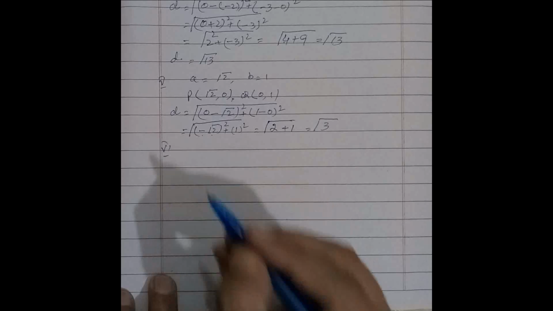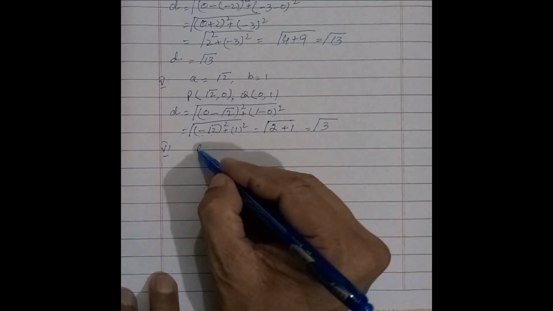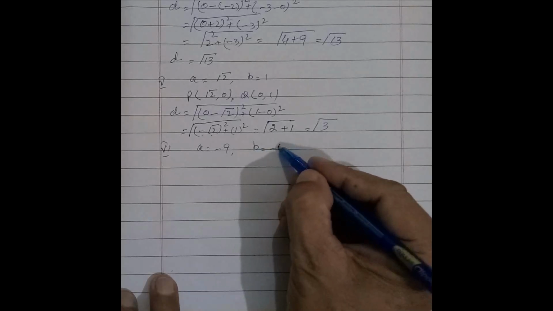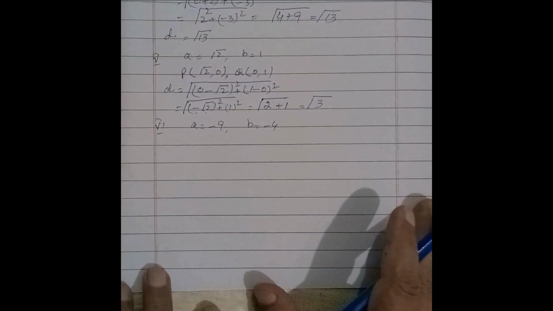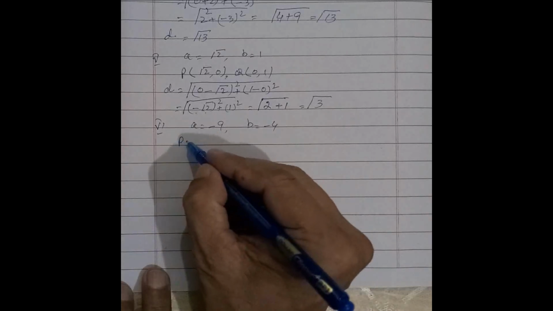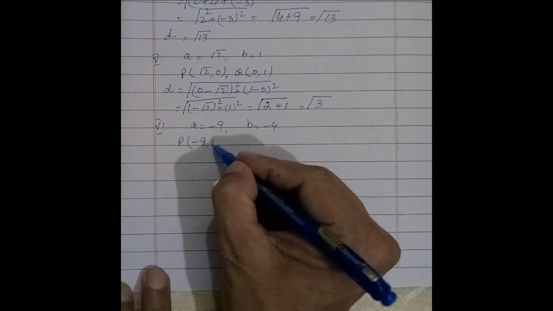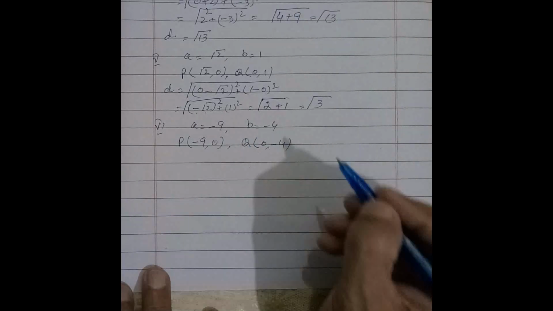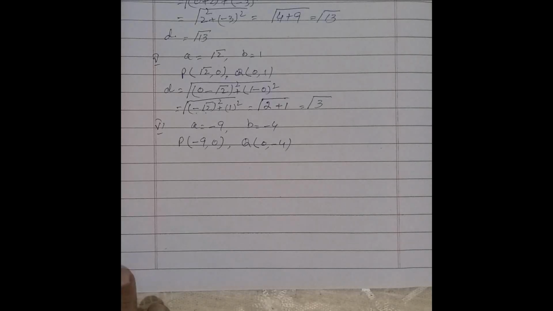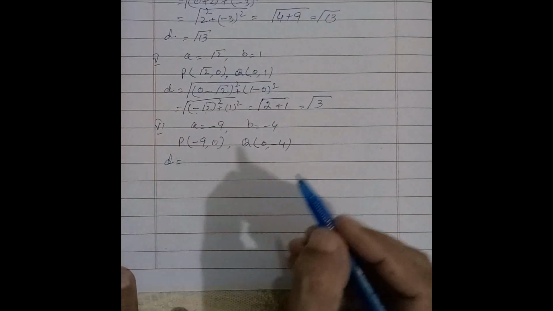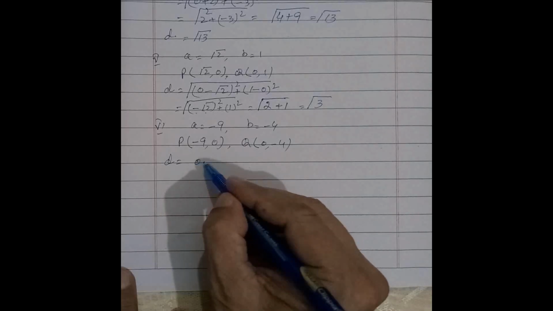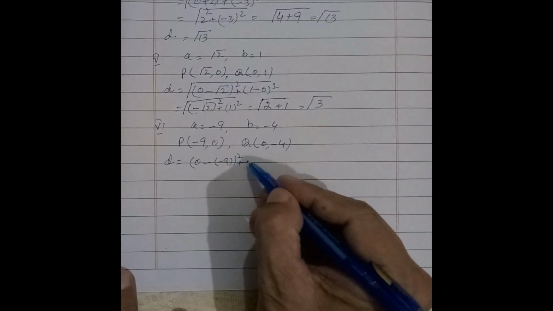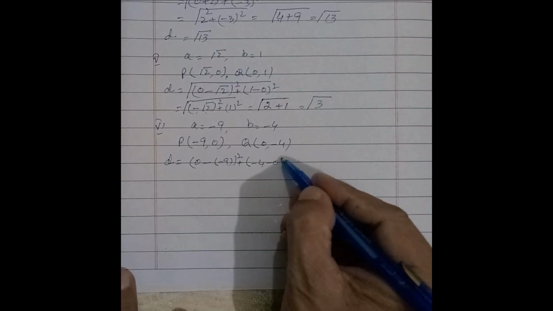Now the sixth part, in which a is equal to minus 9 and b is equal to minus 4. So we first find the coordinates of P and Q. Coordinates P are (minus 9, 0) and coordinates Q are (0, minus 4). And the distance between P and Q is x2 minus x1, 0 minus minus 9 whole square plus (minus 4 minus 0) whole square, square root.